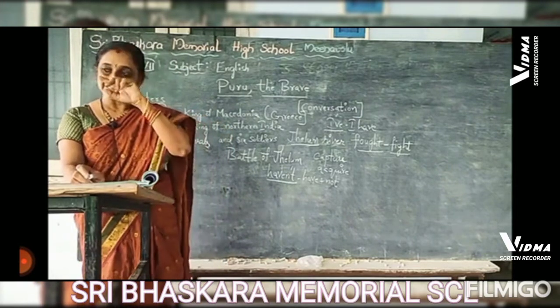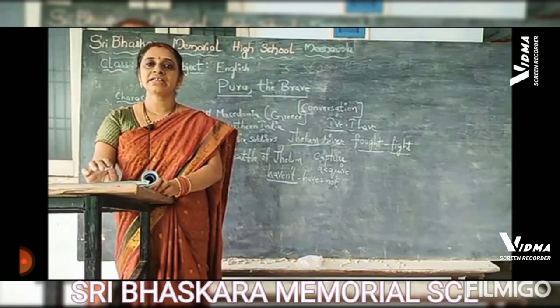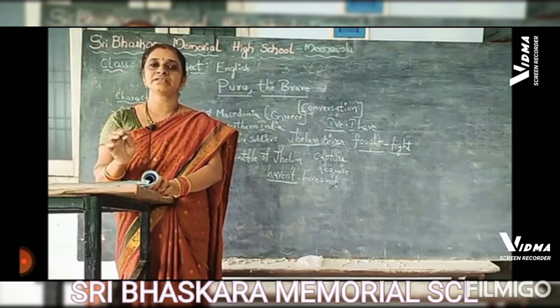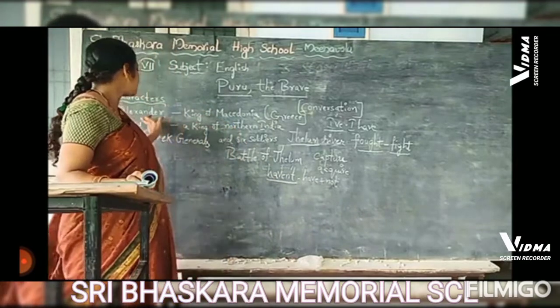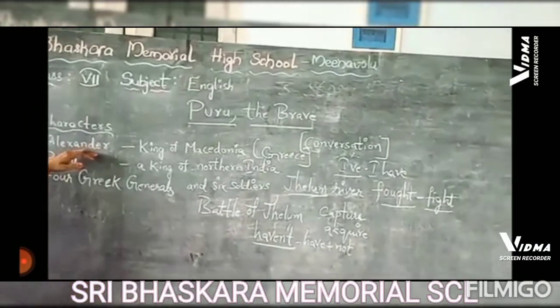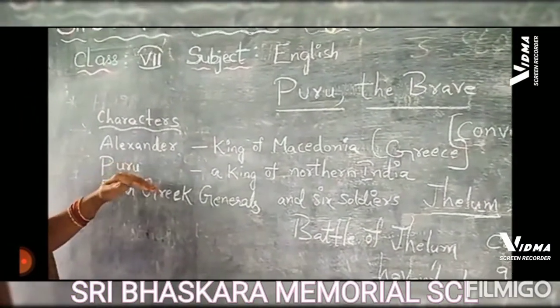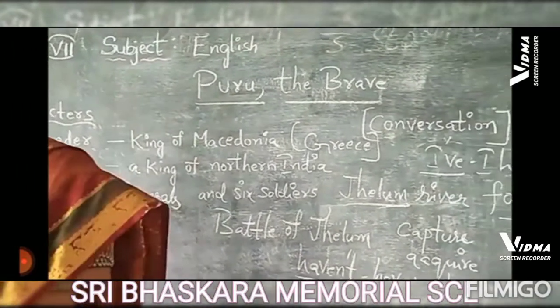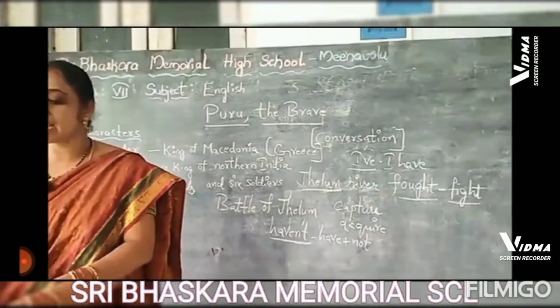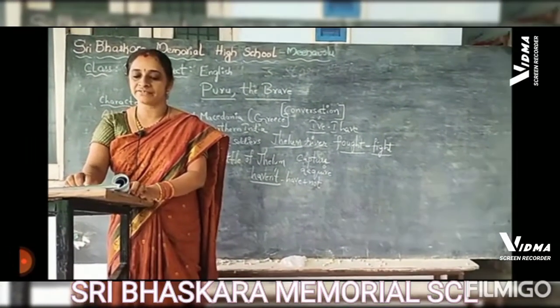Now, you can observe clearly, the battle is going on between two kings. Who are the two kings? Alexander and PURU. On Alexander's side, so many soldiers are there, and PURU also has so many soldiers. Next, Alexander: Yes, it has been a great battle, perhaps the greatest of my life.